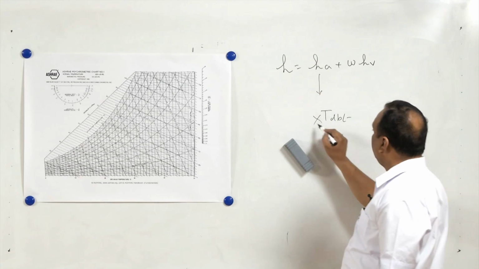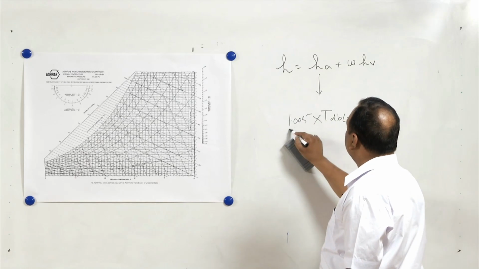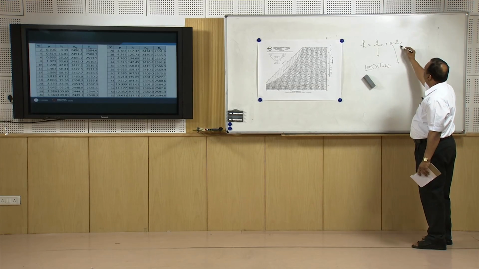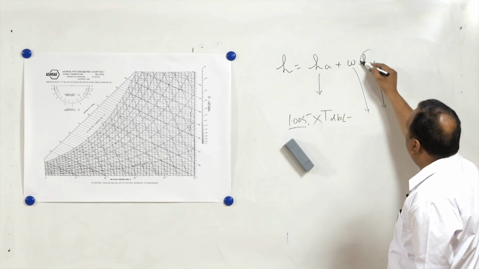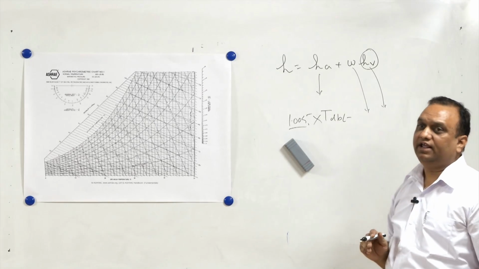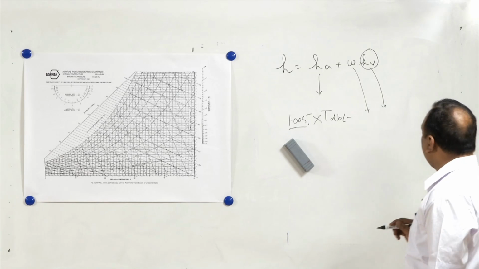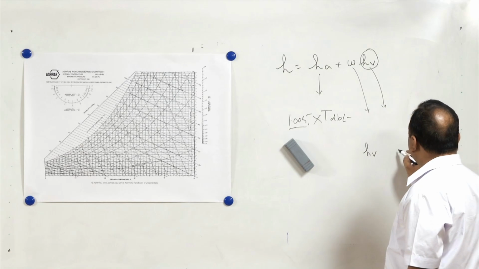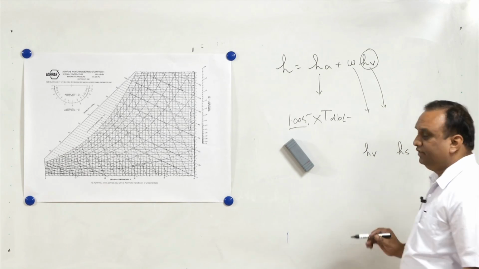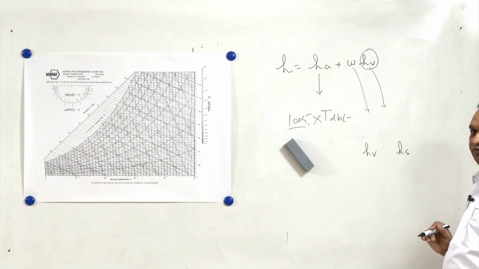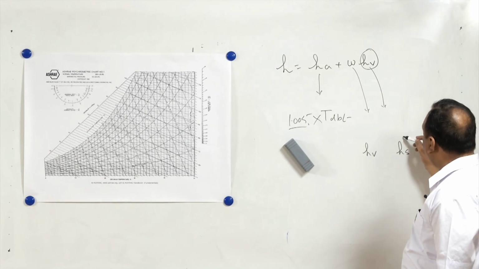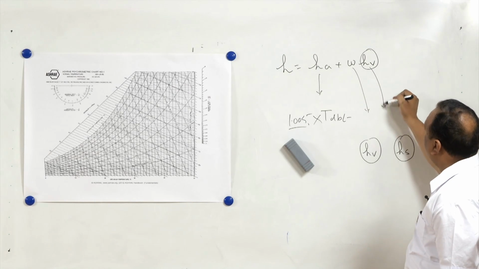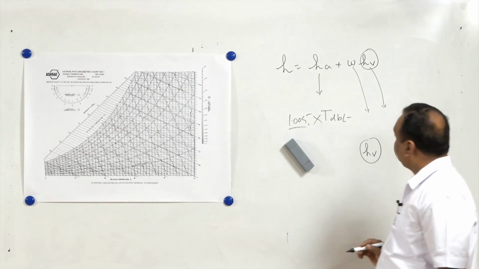Or if you wish, you can also take 1.005. This is the specific heat of air. Now, specific humidity is with us. This enthalpy of vapor, we are considering here saturated vapor enthalpy, because if you look at the value of saturated vapor enthalpy and enthalpy of superheated vapor, there is not much difference. So, for the sake of convenience, instead of taking the enthalpy of superheated steam, the enthalpy of saturated vapor is taken here and it is multiplied by omega.